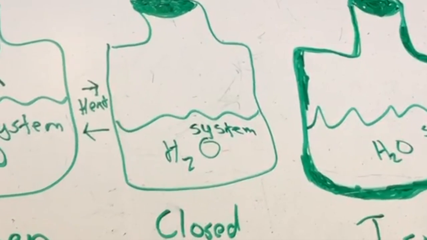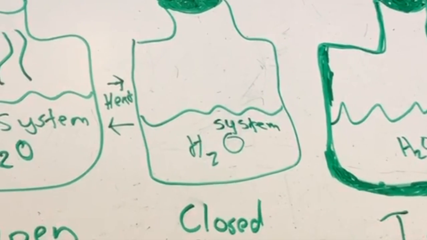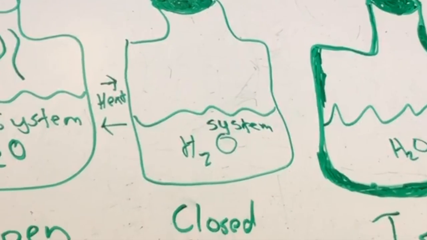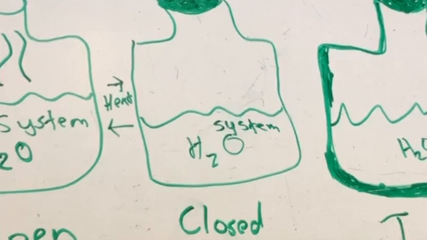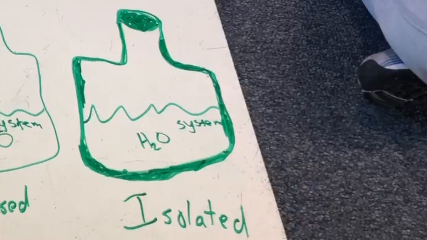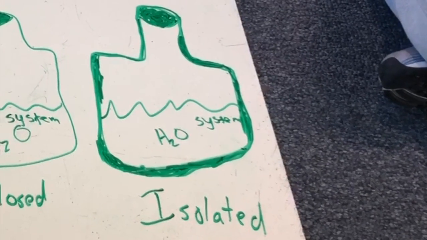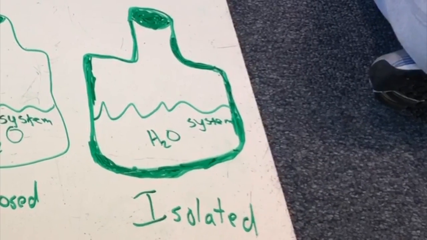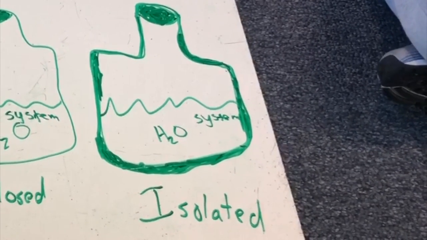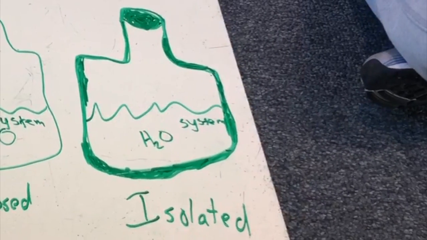In a closed system, energy can be transferred between the system and surroundings, but mass cannot be. An example of a closed system would be a pot with a lid on it, because heat can escape that pot, but no mass is able to. In an isolated system, no energy or mass can escape. An example of this would be a crucible with a lid on it, where energy is contained within the crucible and mass is also unable to escape.